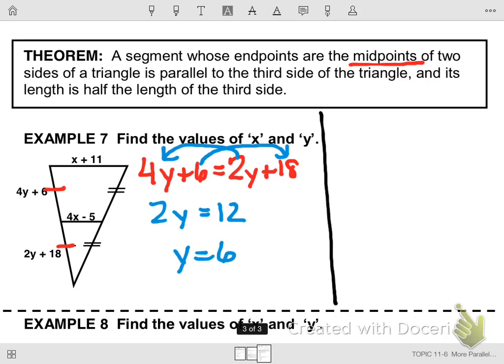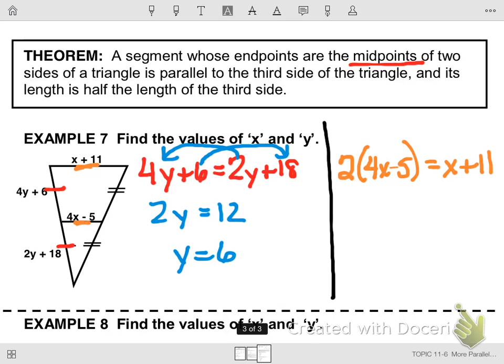Since we've solved for y, our other job, the instructions say, is to find the value of x. So we are going to see if we have enough information, and we do. So we've got that one parallel to that one. Now, the only difference is in the theorem, it does say that it is half the length of the third side. So we are going to have to double that half to set it equal to that third side. So that information there is what's going to get you through those problems.